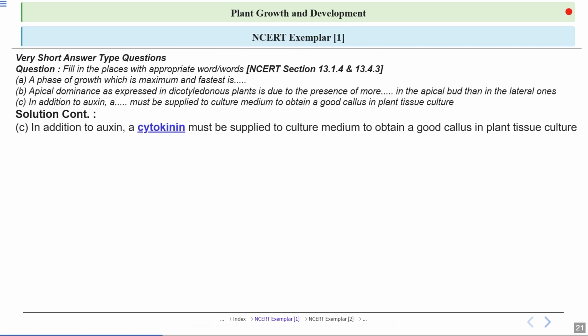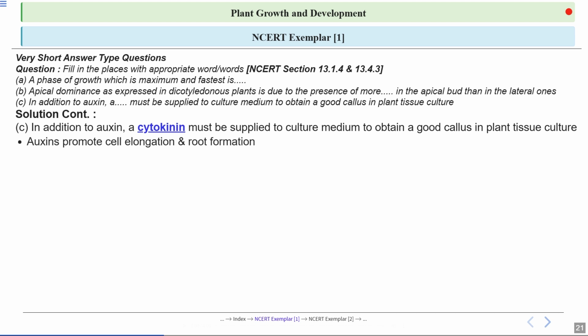Now let us see the C. In addition to auxin, cytokinin must be supplied to the culture medium to obtain a good callus in plant tissue culture. So if you are doing any tissue culture technique and you want to produce the callus, you have to take two hormones in combination. First is the auxin and second is the cytokinin.